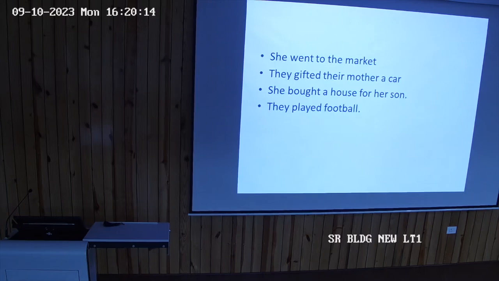The last sentence is they played football. Now what is the subject here? They. What is the verb? Played. And what is the object? Football. So we have only one object, and one object is always a direct object. Is this clear to everyone? Have you understood the concept of direct and indirect objects?